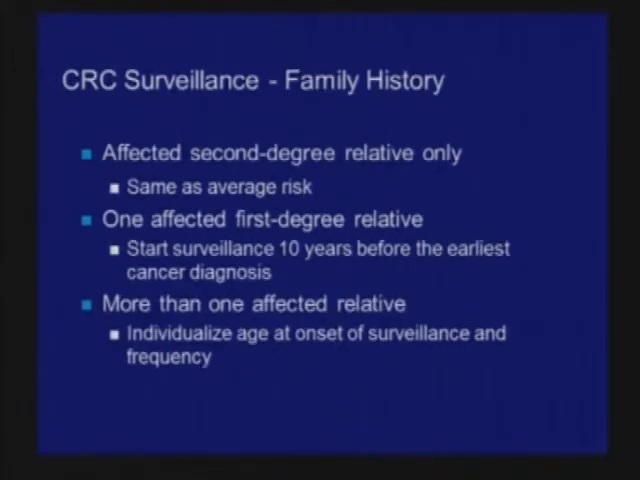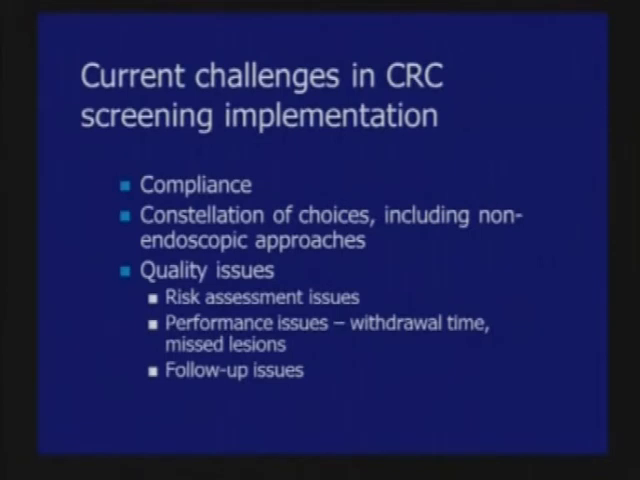And family history. So we're going to talk a lot about this later on in the day, but if you have an affected second-degree relative only, the recommendations are to do the same as average risk. If you have one affected first-degree relative, start surveillance 10 years earlier than the earliest cancer diagnosis. And then the special group we're going to talk about is more than one affected relative. You need to really individualize the age of onset of surveillance and frequency.